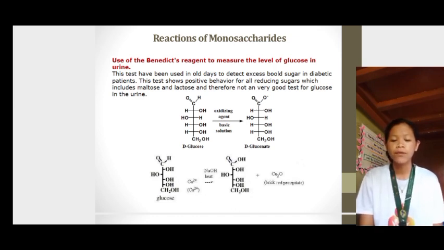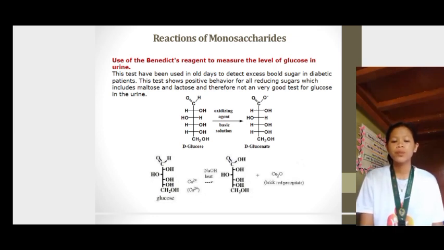The reaction can provide valuable information about the level of glucose in a urine sample. A small amount of urine sample is added to the Benedict's reagent. The mixture is then heated in a water bath. The heat is essential to facilitate the reaction between the reducing sugars in the urine, such as glucose, and the copper 2 ions in the Benedict's reagent.